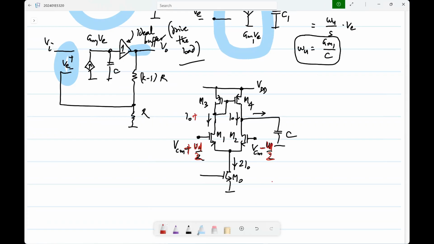plus gm1 Vd by 2, and this will be minus gm1 Vd by 2, and the output current will be gm1 Vd. Okay. Let me use lowercase when I denote gms of transistors. So this whole thing is equivalent to transconductance gm1, where gm1 is the transconductance of either M1 or M2 at the operating point. Okay. So this is an op-amp, a differential pair loaded by a capacitor.